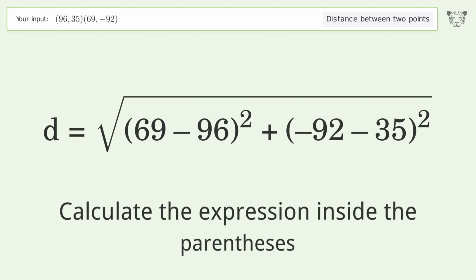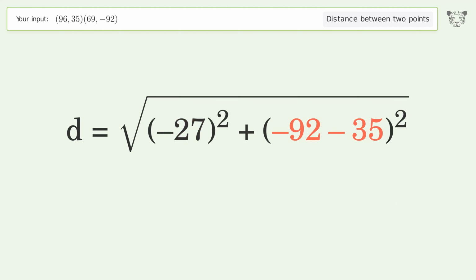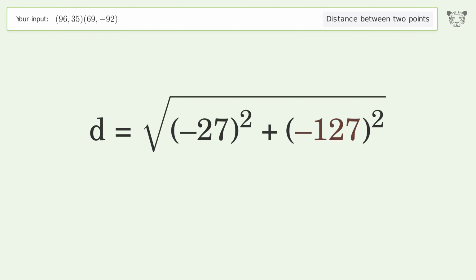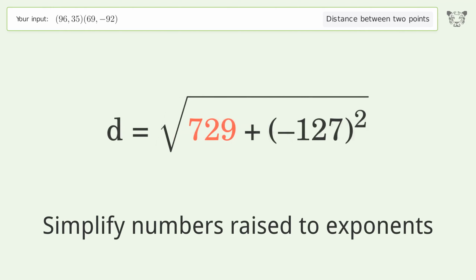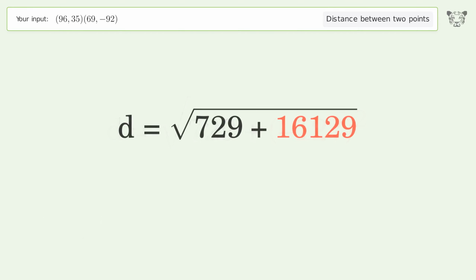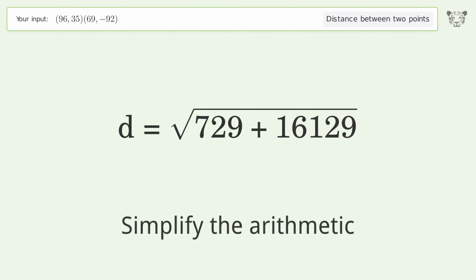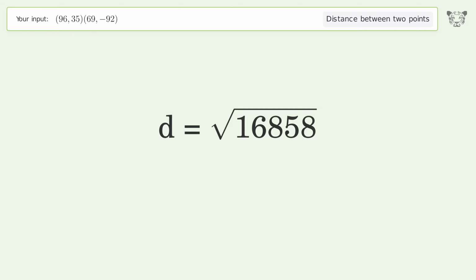Calculate the expression inside the parentheses. Simplify numbers raised to exponents. Simplify the arithmetic. And so the distance between the 2 points is the square root of 16,858, or 129.838.